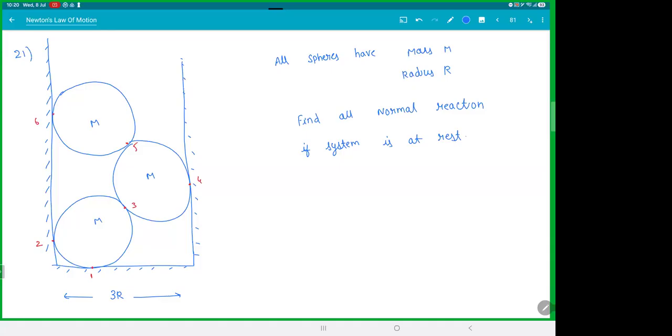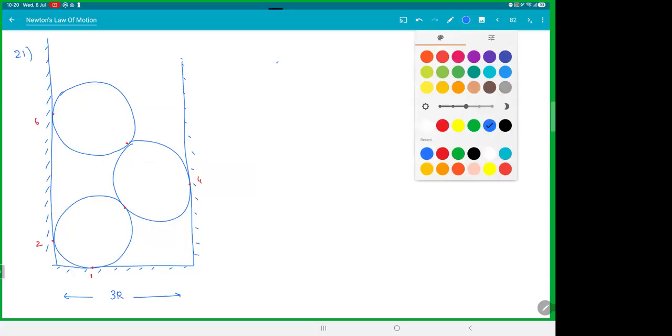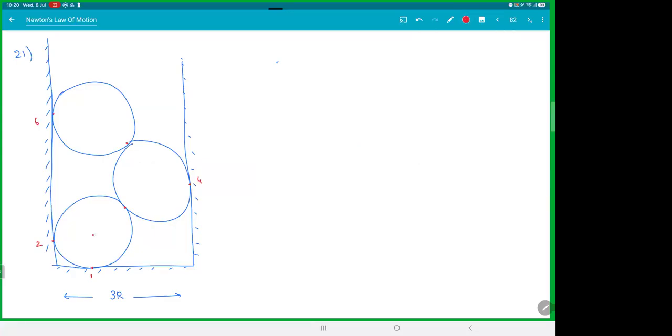Let's see. First of all, did you guys get the angle? That is the important thing. If you don't get an angle, you can't go ahead. So if you join them center to center, that will be 2r. This distance is r. This distance is also r.